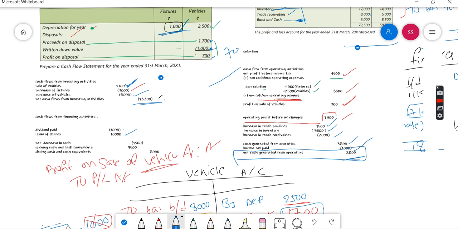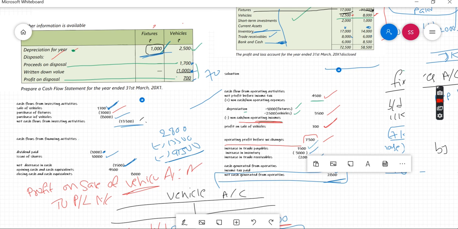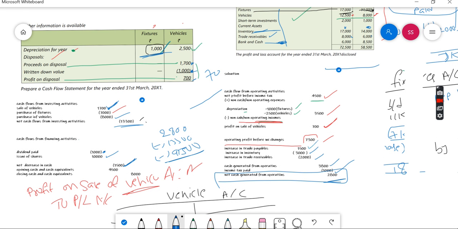Which is here, right? And then total, if you do 2800 and then minus 13300 minus 9500, you will get minus 1500, the net decrease in cash. And then if you add the opening cash to that, which is given here, 8500. So 8500 minus 1500, right?